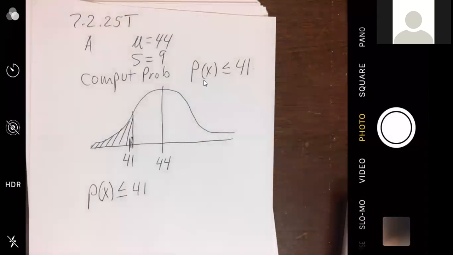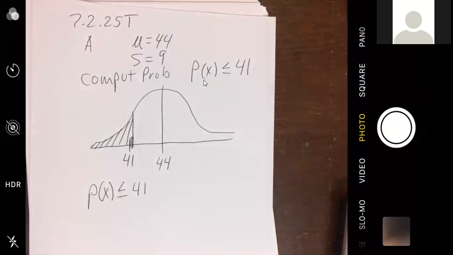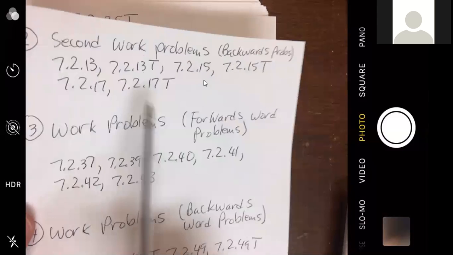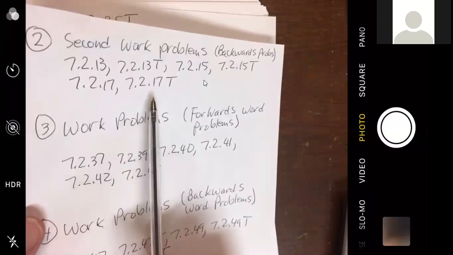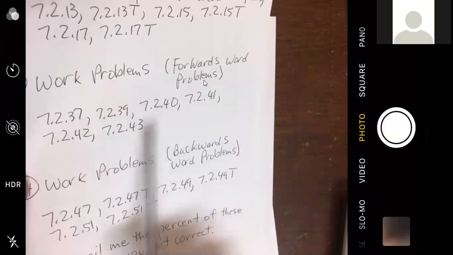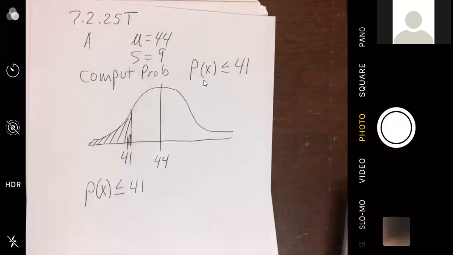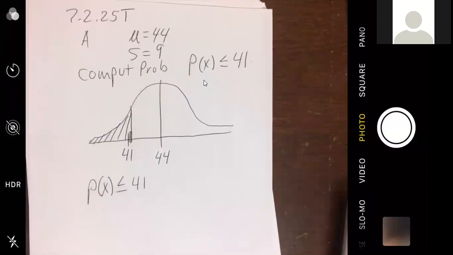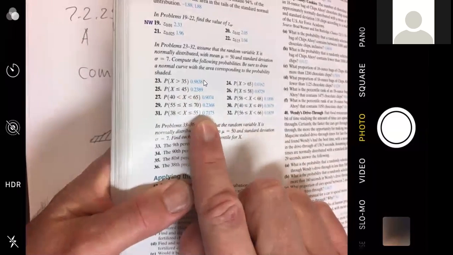If you take a look, that's not a forwards problem. It's not under backwards problems either. Yeah, I left it off. The backward problem kind of looks like these in the book.